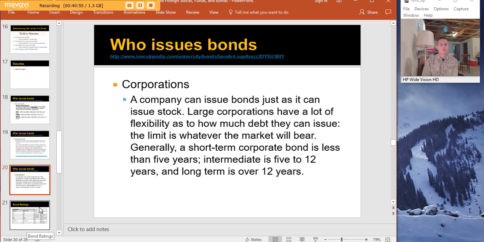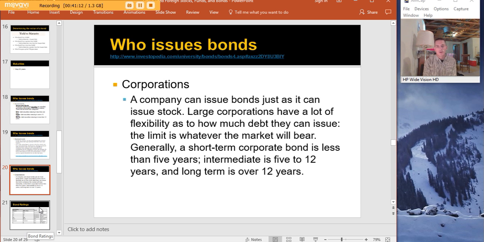And corporations also issue bonds. It issues them similar to that of issuing stock. They go through an investment bank and go out and sell these bonds. Large corporations have a lot of flexibility as to how much debt they can issue. The limit is whatever the market will bear.